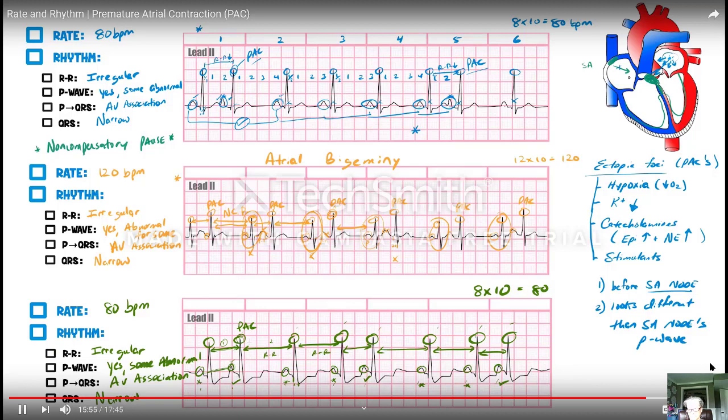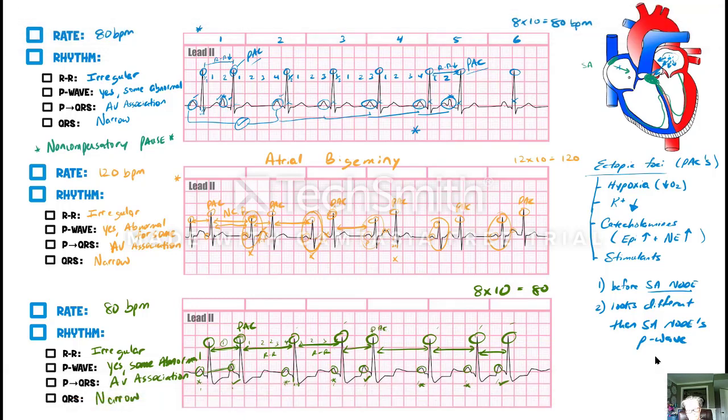I could count it up, right? 1, 2, 3, 4. 1, 2, 3, 4. They're about the same. But then look, another PAC. It comes early. And look at that P wave. Look how goofy that thing looks. All right? Then I go again. Normal R to R interval. Normal R to R interval. And again, I got another PAC. How often are the PACs occurring? It's happening every 2. So there are 2 normal PQRS complexes, 2 normal PQRS complexes, and a PAC in between each of those. So that's called atrial trigeminy.